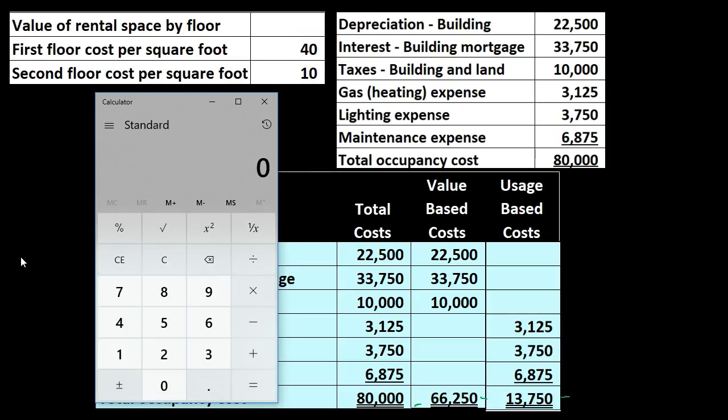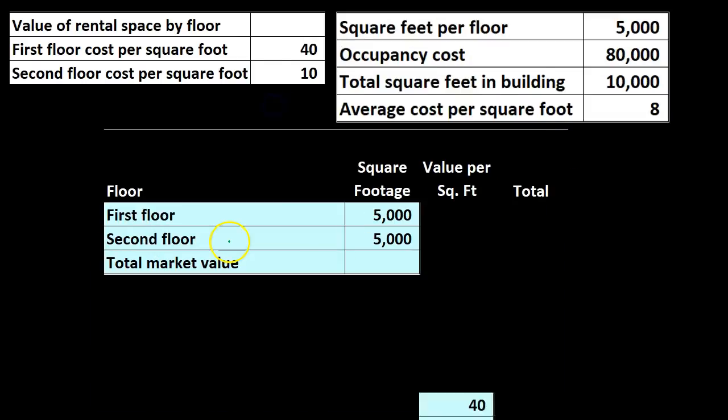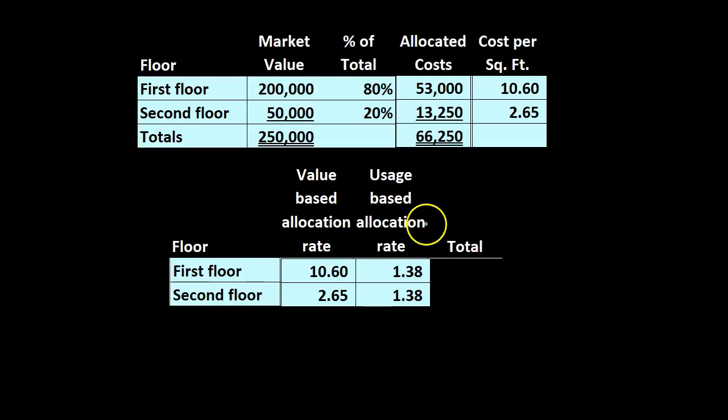So we're just going to take then the 13,750 and divide it by the total square footage, 10,000 for the two floors. Means that we get 1.37, about 1.38. That's what we'll use for the usage-based allocation rate.